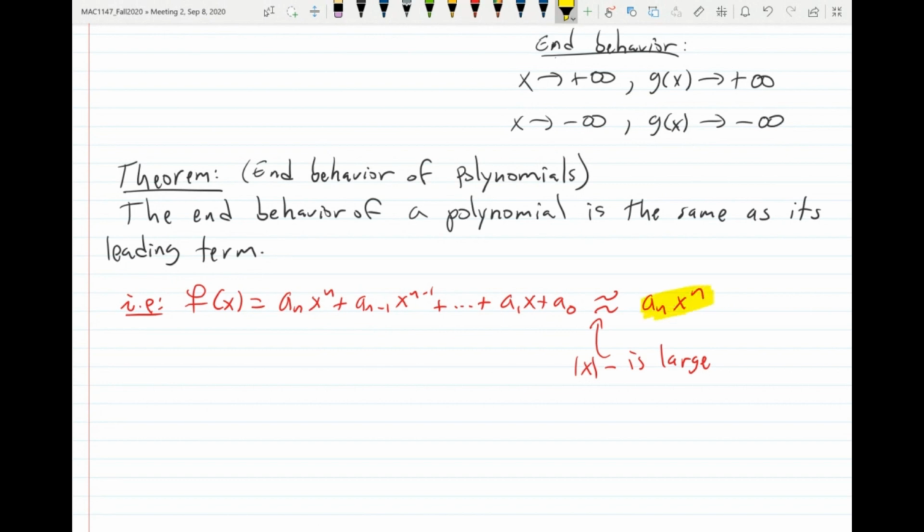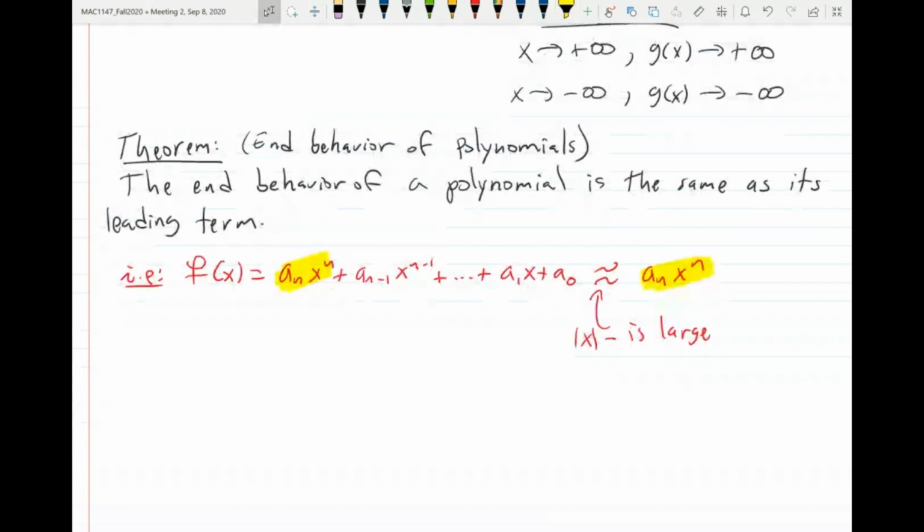Okay? In other words, this guy right here is the one that tells you what is going on with the behavior of the function for big values of x in the positive direction or in the negative direction towards negative infinity. Okay? So at least you know where to begin and where to finish.